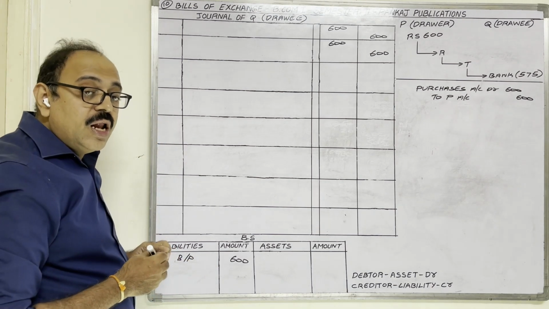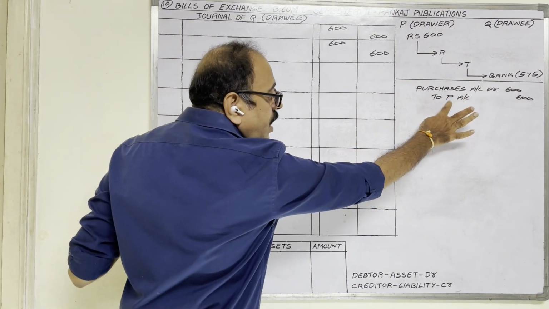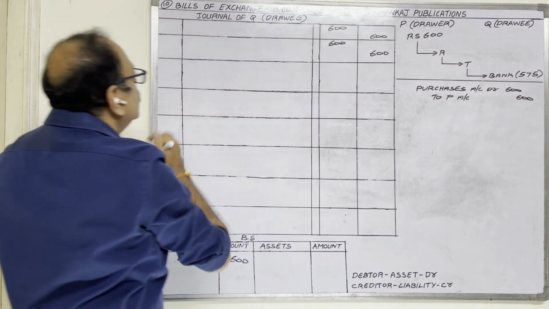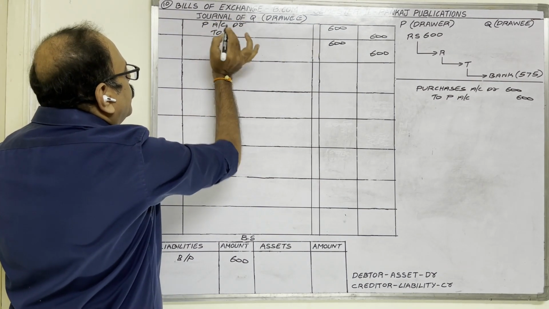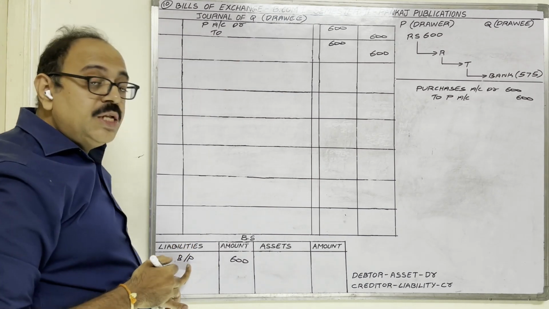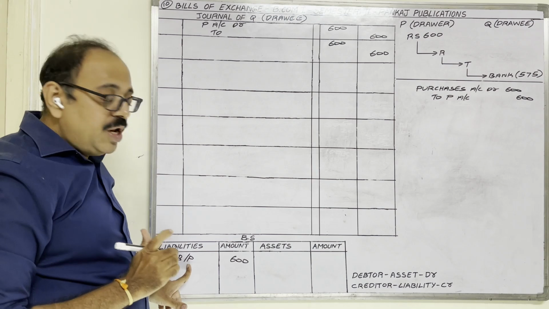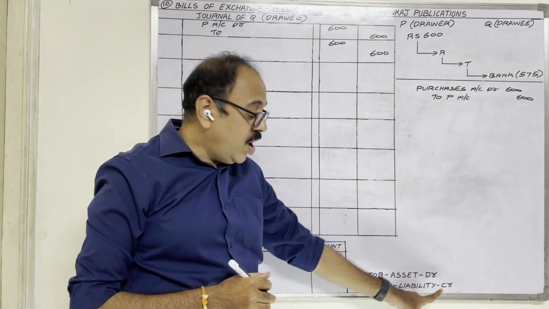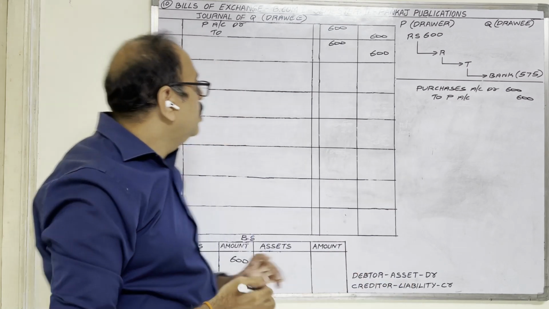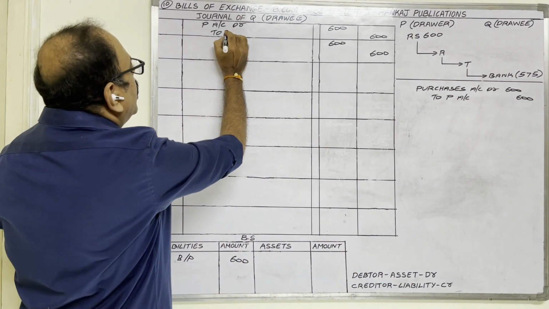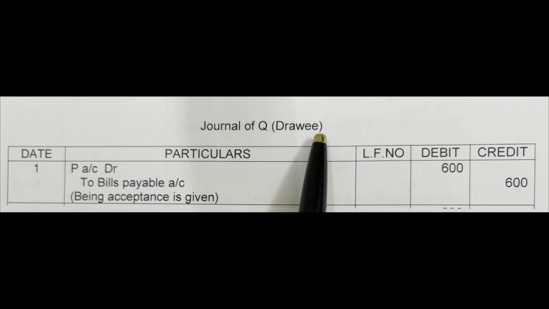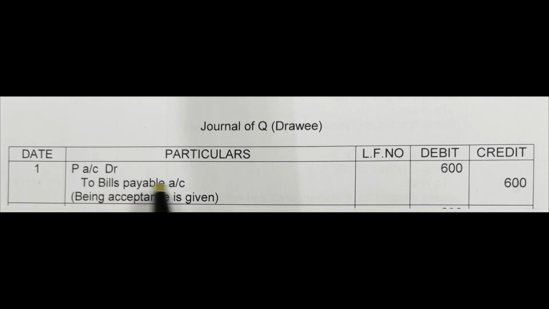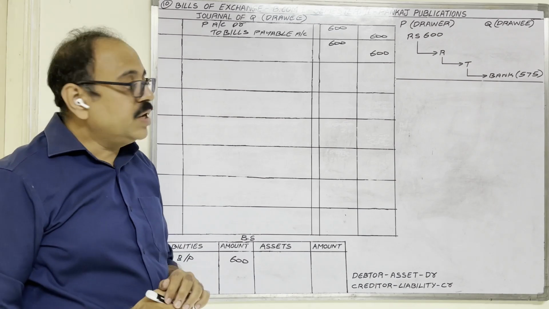How to cancel creditor liability? By crediting we have created. To cancel we have to debit P account. P account debit. Amount same 600. Two, a new liability known as bills payable we are creating. So liability shows a credit balance, no? If you want to create any liability, you have to credit that. Therefore, bills payable account we have to credit. To bills payable account. Journal of Q. Drawing. First entry, P account debit to bills payable account 600. Being acceptance is given.